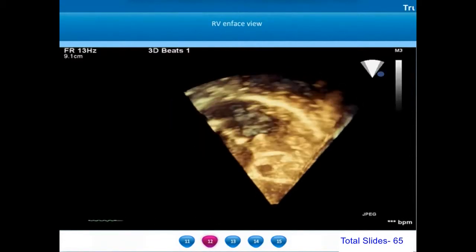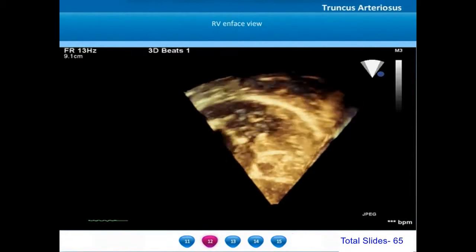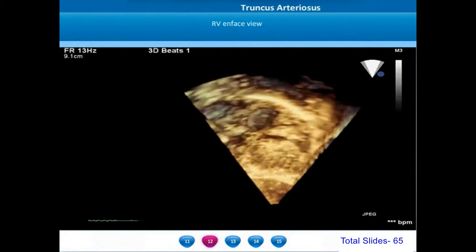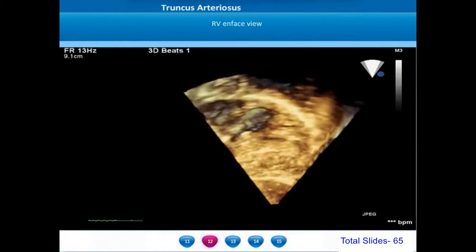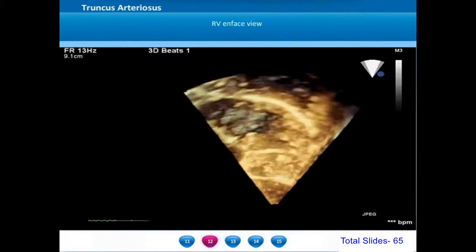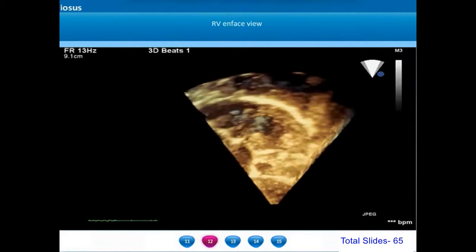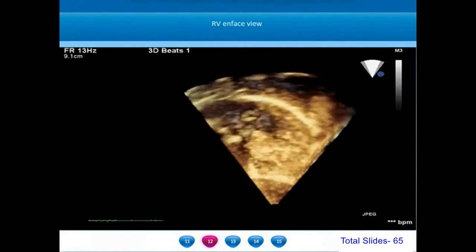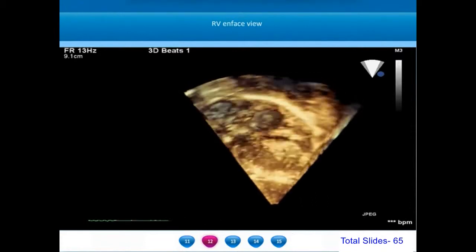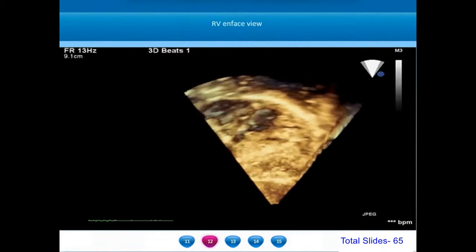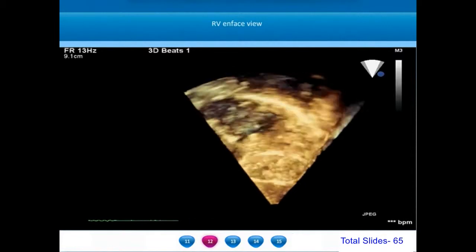Another RV en face view of the subarterial VSD, showing the relationship of the ventricular septal defect to the entire right ventricular surface of the IVS. In most of the patients, the ventricular septal defect will be in this subarterial location, and remote ventricular septal defects and restrictive ventricular septal defects are rare.